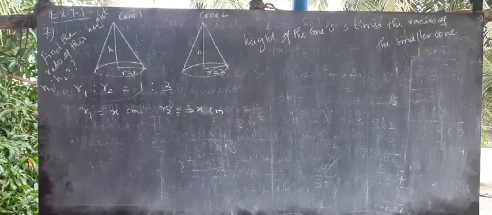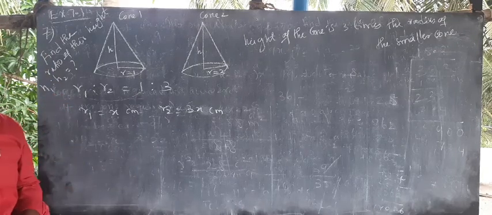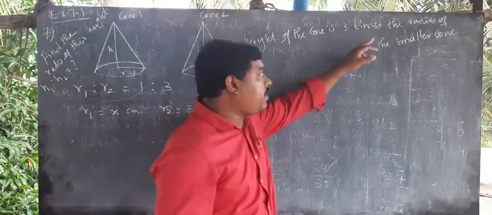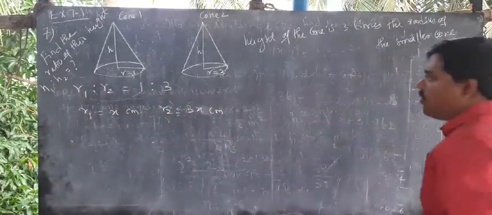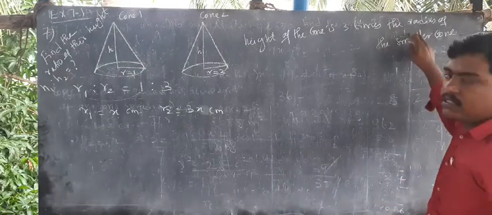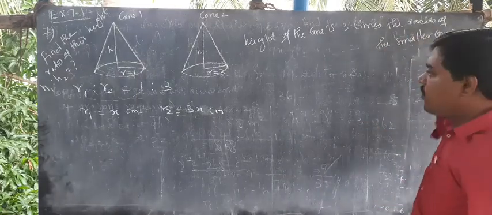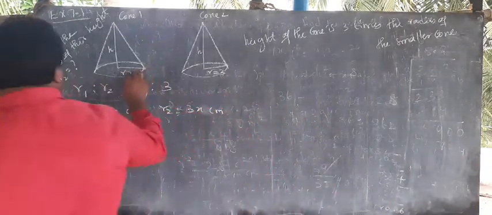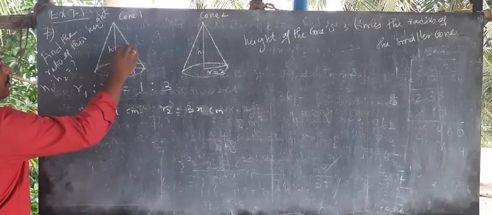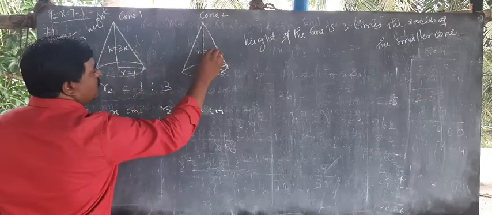Then we need to find the ratio of their curved surface areas, CSA1 to CSA2. The height of the cone is 3 times the radius of the smaller cone. Suppose this is the smaller cone, radius x, so here I written 3x, and here also 3x.